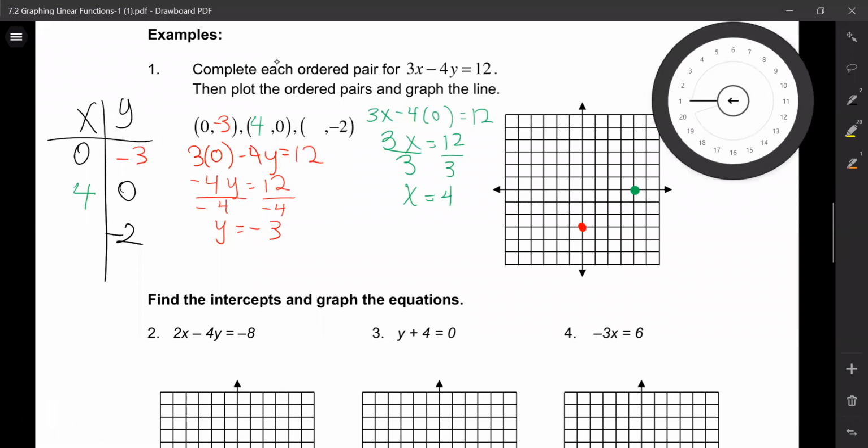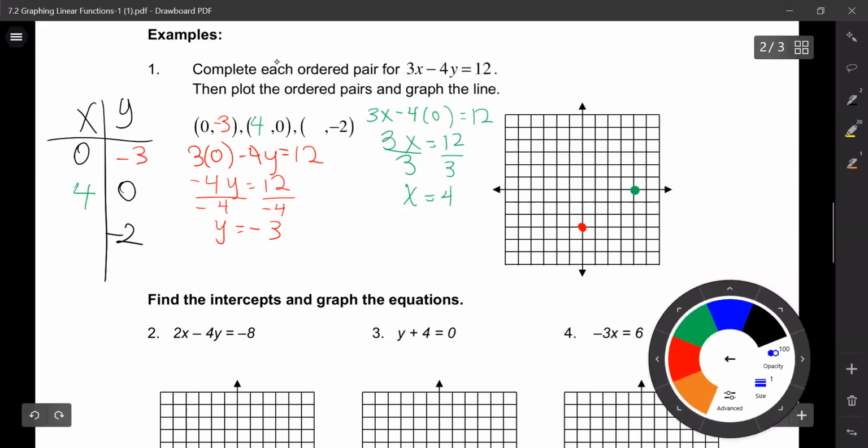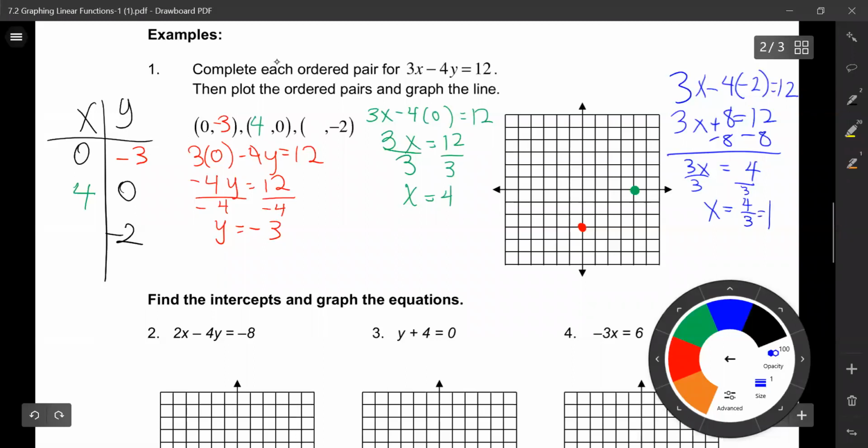And then the last one they want us to do is when y is -2. We want to solve for x. So that'd be 3x minus 4 times -2 equals 12. So 3x plus 8 equals 12. Subtract 8 from both sides. So 3x equals 4. So x equals 4/3, or in other words, 1 1/3. All right, so the point (1 1/3, -2) is a point on the graph.